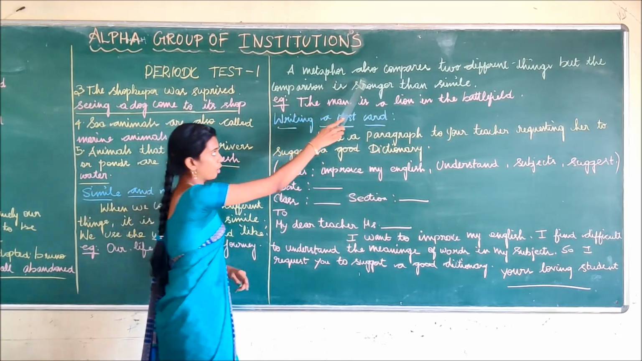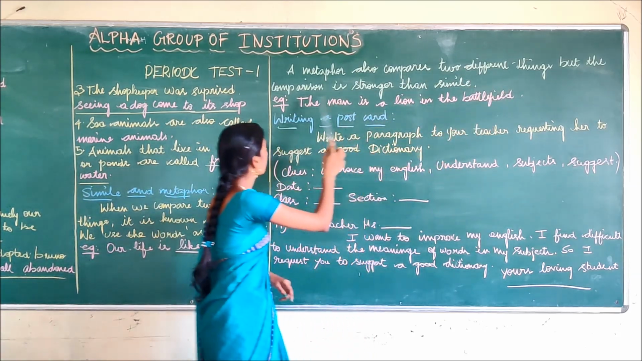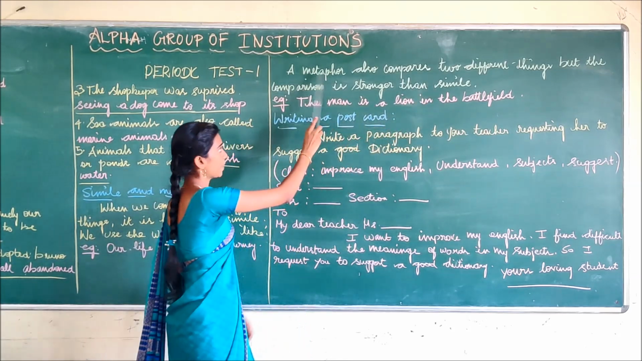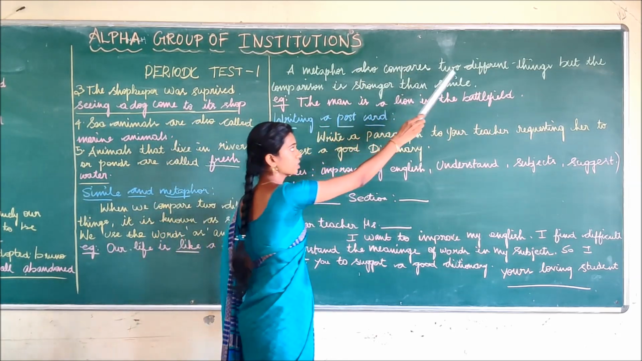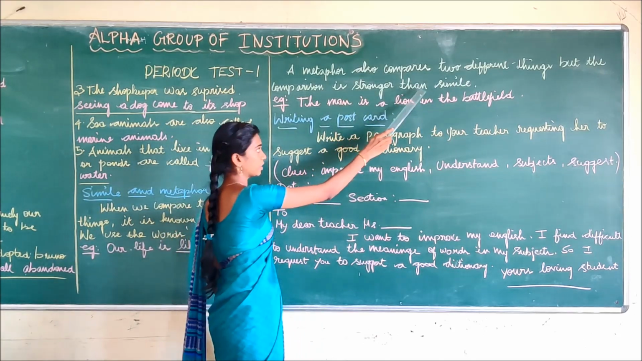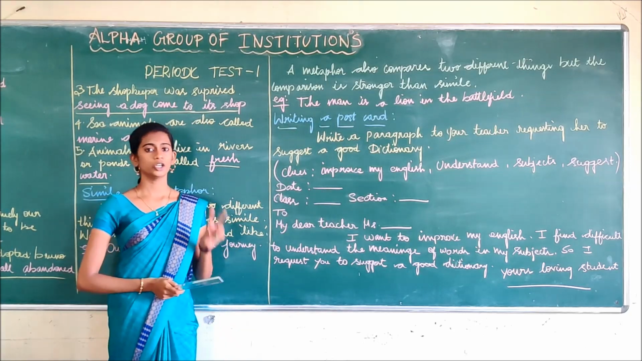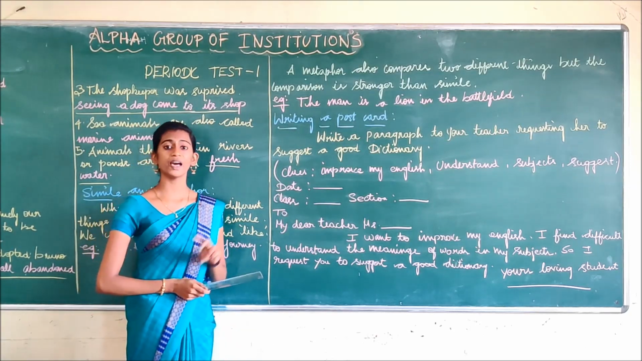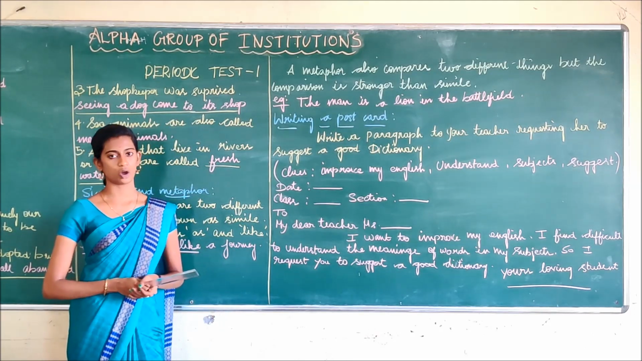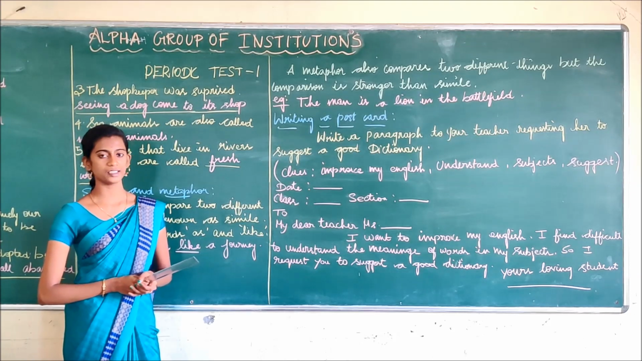A metaphor also compares two different things, but the comparison is stronger than the simile. So in metaphor also they will compare two different things, but the comparison will be very strong. How? The comparison will be stronger than the simile.